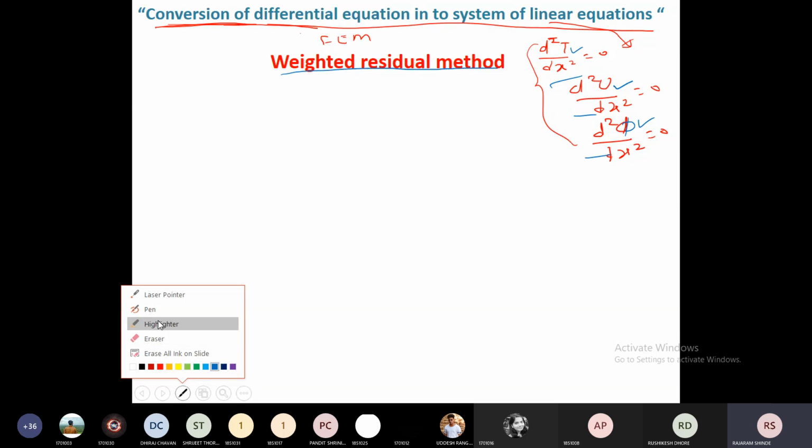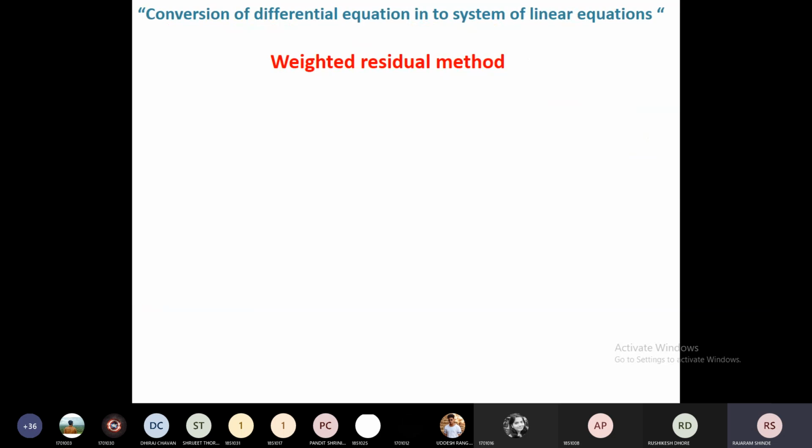Initially you may have some problem understanding, but when we start the numericals, it will be simple. Okay, now weighted residual method. What is the weighted residual method?